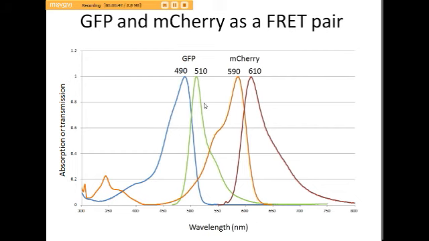We can see that three criteria must be fulfilled. First, GFP here is the donor because its excitation and emission are all at shorter wavelengths compared to the red fluorescent protein mCherry. The donor's emission spectrum must overlap with the acceptor's excitation spectrum. Here is the overlap between the two.